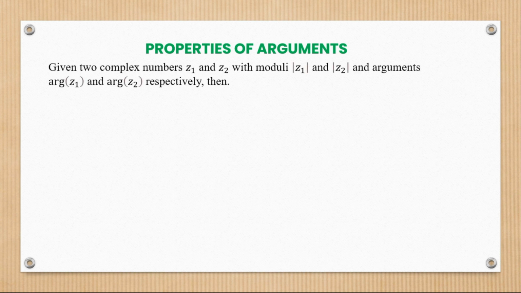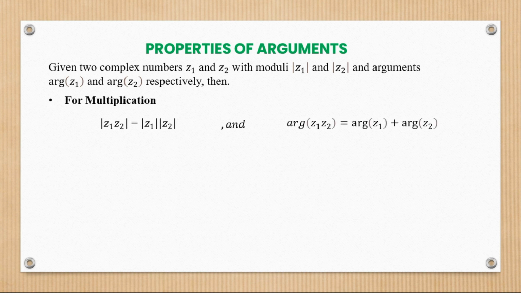Alright, so let's delve deeper into the concept of arguments. So we're going to look at some properties of arguments. Now these properties are going to help us in solving some different numbers. So these are going to be very important. So given two complex numbers z1 and z2 with moduli, so imagine the modulus of z1 is that and the modulus of z2 is that, and arguments arg z1 and arg z2 respectively, then we can see that when it comes to multiplication, we remember this from the very beginning, and we actually have two different complex numbers multiplying themselves.